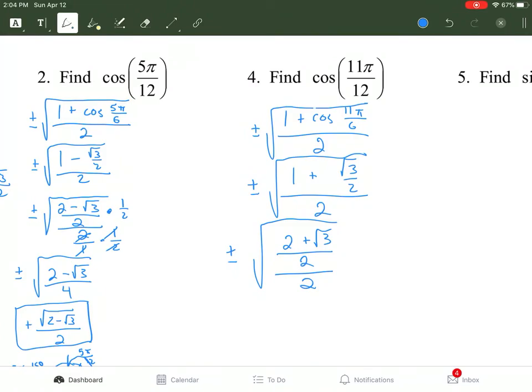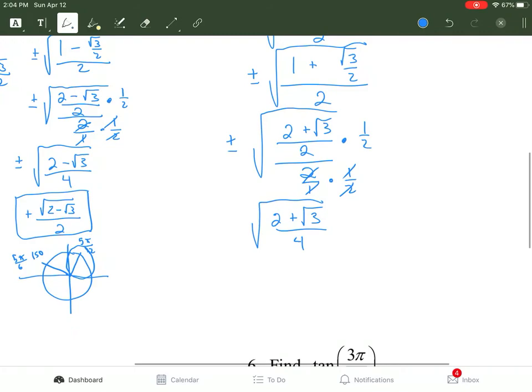Okay, now like before, we have this complex fraction, so we're going to multiply by its reciprocal, so it's going to be 1 over 2. These all get canceled out, so we're left with 2 plus root 3 over 4 with a big square root, and a plus or minus. All right, we break up the square roots and square root what we can. So we have 2 plus root 3, all being square rooted. The square root of 4 is 2.